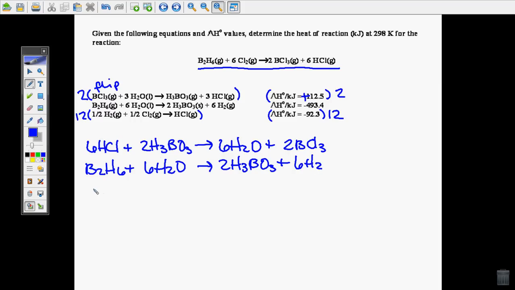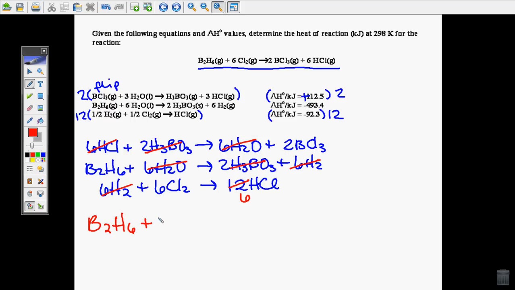And then this one I'm just going to multiply by 12, so then I'll have 6H2 plus 6Cl2 yields 12HCl. Okay, so let's cancel some stuff. So my 6HCls, I can reduce that one, it'd be 6. These cancel, my waters cancel, and my hydrogens cancel. So let's rewrite this. I've got B2H6 plus 6Cl2 yields 6HCl plus 2BCl3, which matches this. So then I'll just do the same for my delta H.